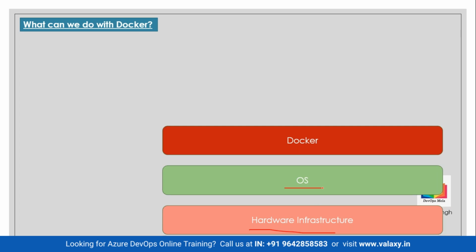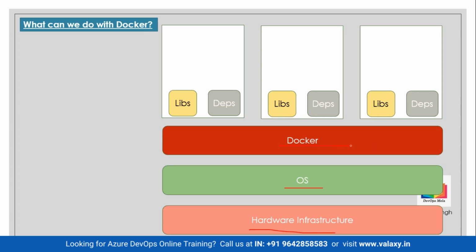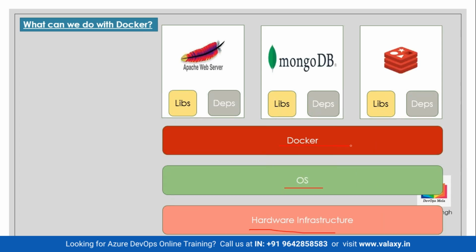Now the difference is that on the underlying OS, there's one more thing we have installed. We have installed the Docker runtime engine on top of the OS, and the Docker runtime engine has now segregated everything. Now Apache has its own library and dependency, and is deployed inside a container. This is a container box. Your Apache is running separately, your MongoDB is running separately, your Redis is running separately. Each has its own library and its own dependency. There is no interconnection between any of these.